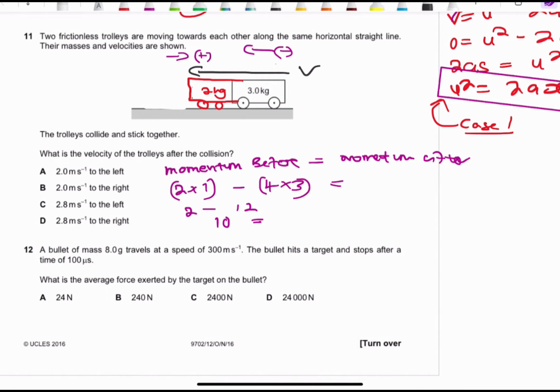So I know this is negative, right? The mass that I have is going to be 5. So that's 10 equals 5 multiplied by v. So the value of v is going to be 10 over 5, which is 2 meters per second.